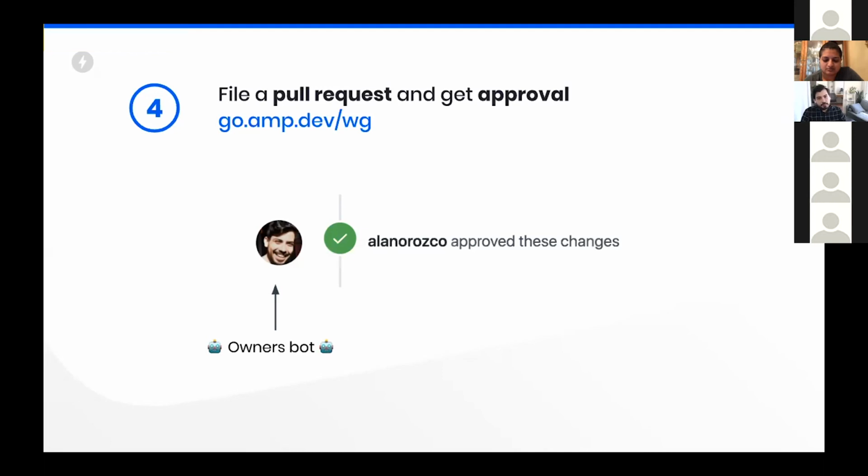How are you approved by a specific member? The owner's bot. In most cases, if you add an extension, the owner's bot will add a member of the UI and accessibility working group. But in some cases, you may get approval from a member of the analytics or ads working groups. If you're making changes to stories, you need to get approval from a member of the stories working group. And the owner's bot knows which people to assign.